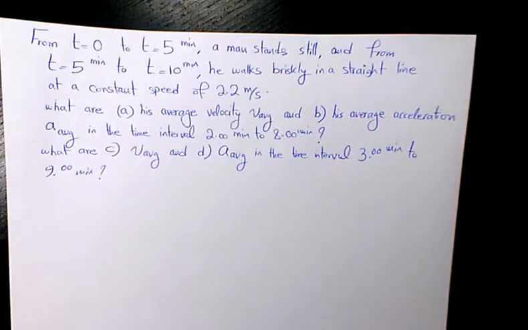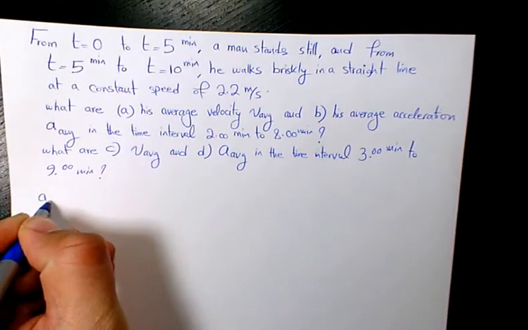This question says from time equals 0 to time 5 minutes, a man stands still, and from 5 minutes to 10 minutes, he walks briskly in a straight line at a constant speed of 2.2 meters per second. What are, part A, his average velocity, and part B, his average acceleration, in the time interval 2 minutes to 8 minutes? So let's do parts A and B first.